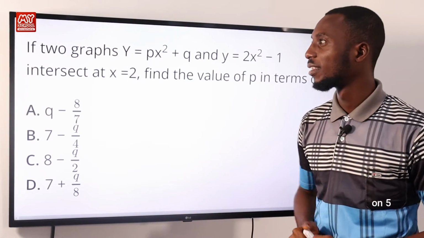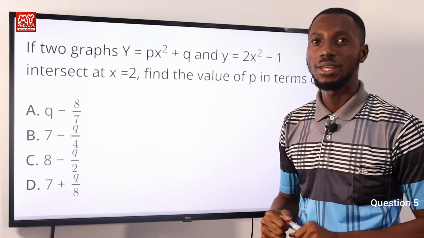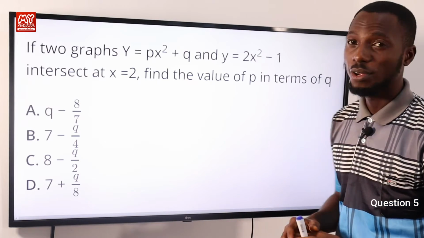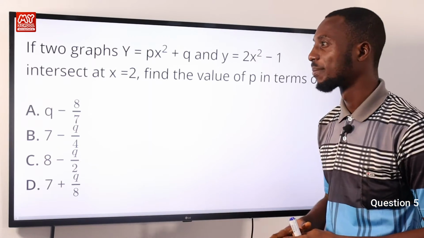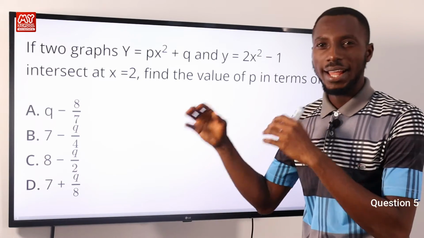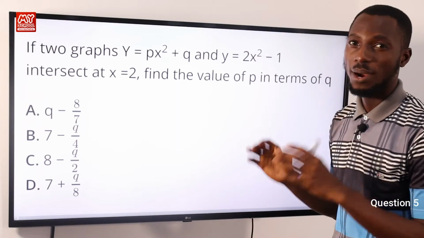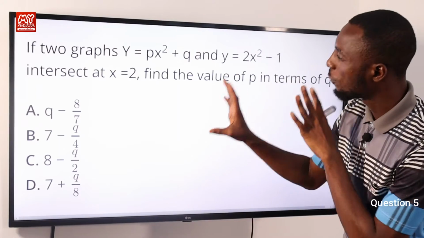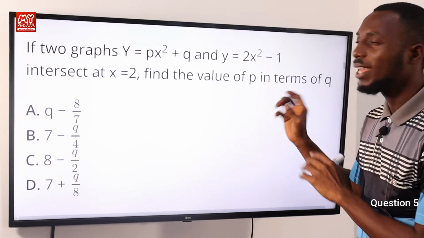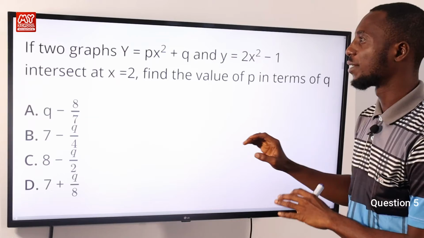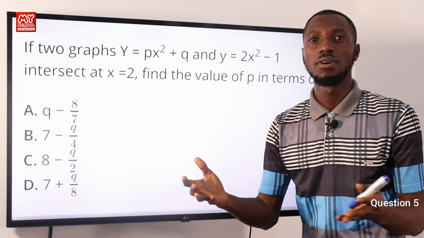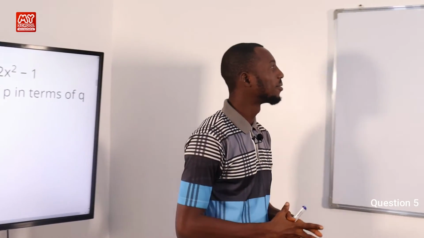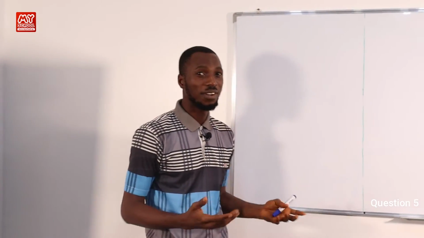Question 5. If two graphs y equals px squared plus q and y equals 2x squared minus 1 intersect at x equals 2. Now listen to this important information, just take notes alongside with me. Find the value of p in terms of q. So this is very easy to solve. We just have to put them together, then do very simple calculations on it.